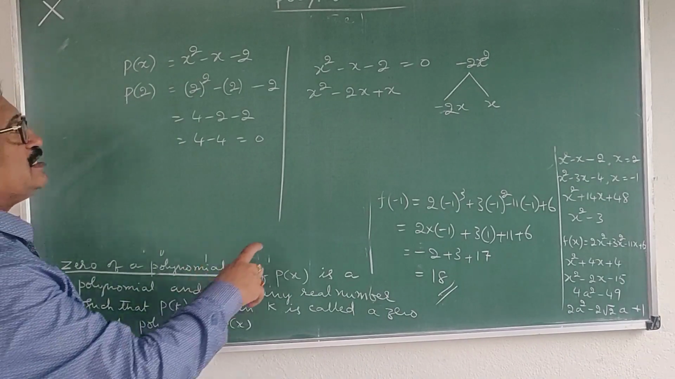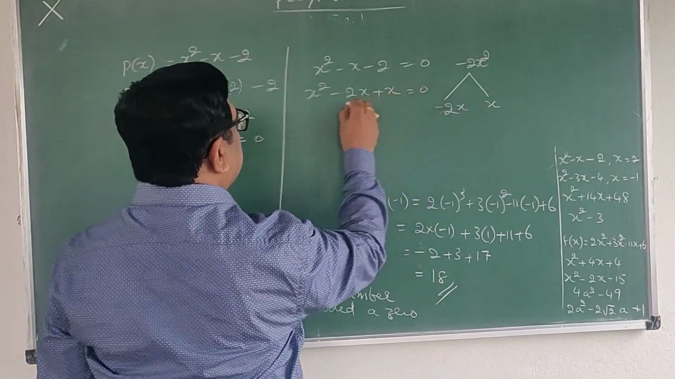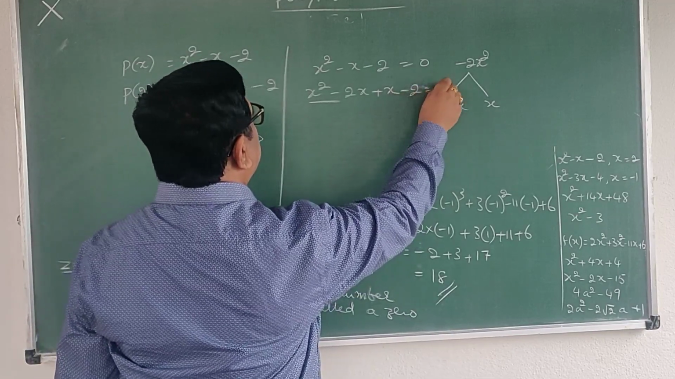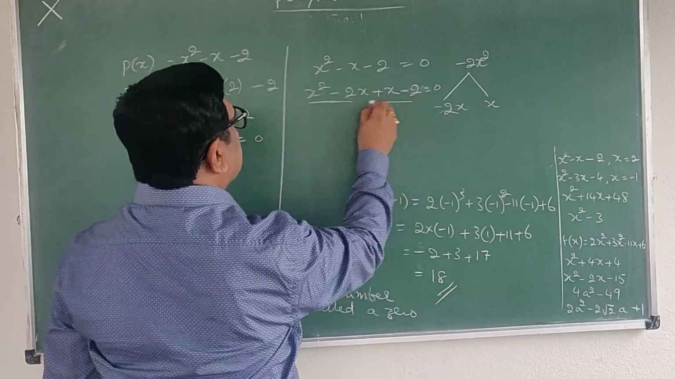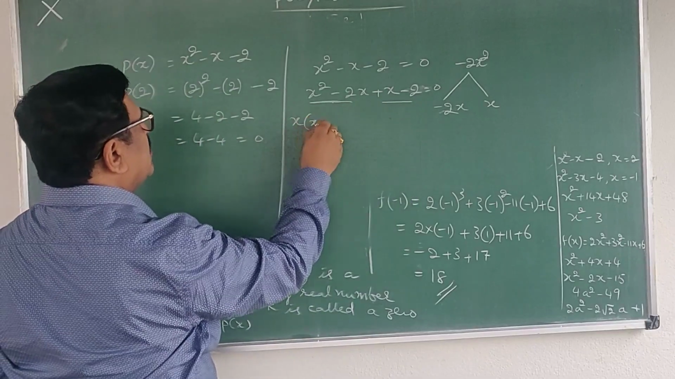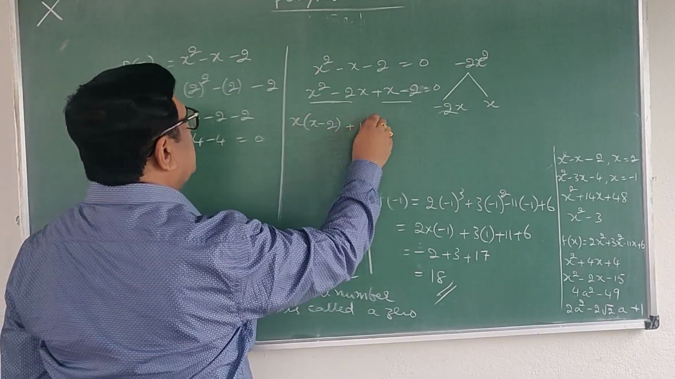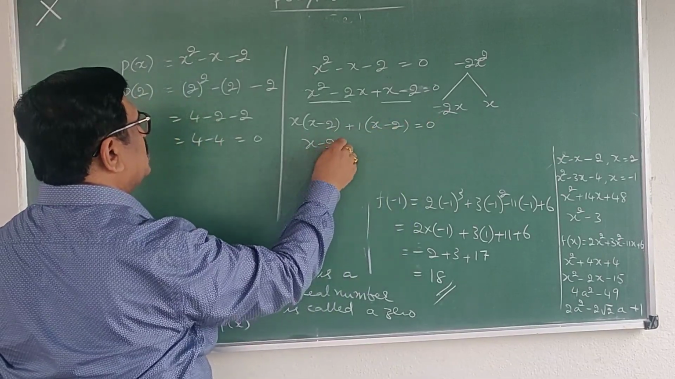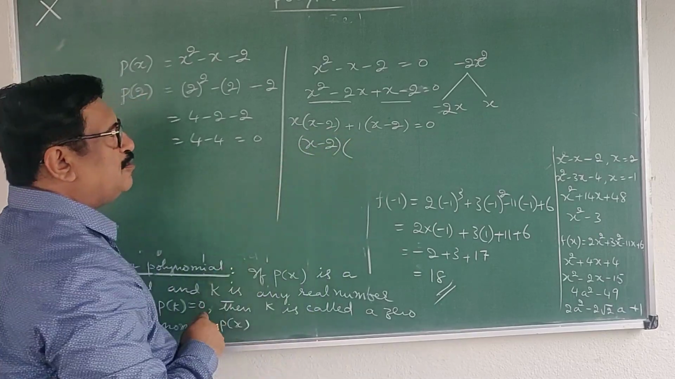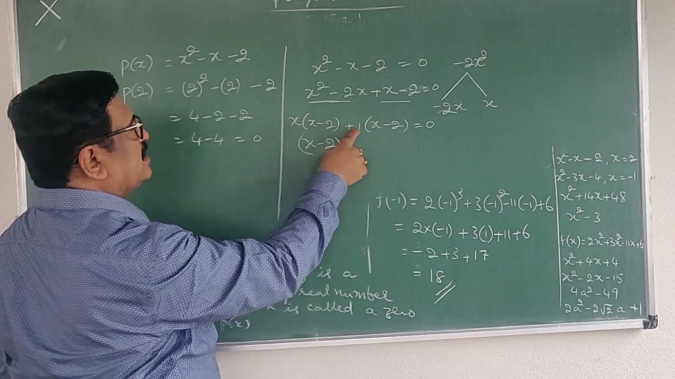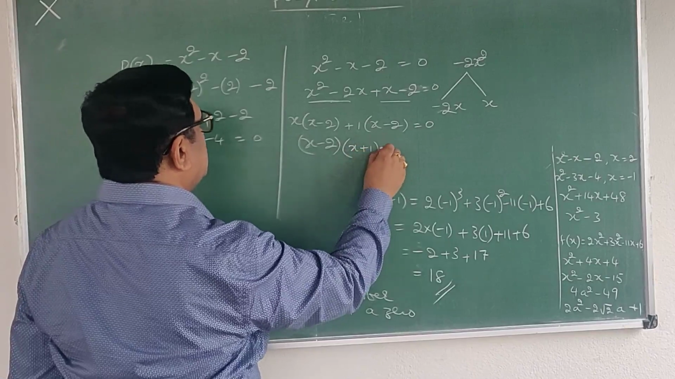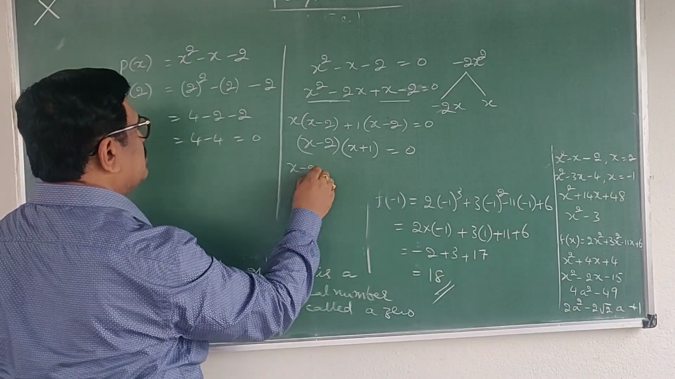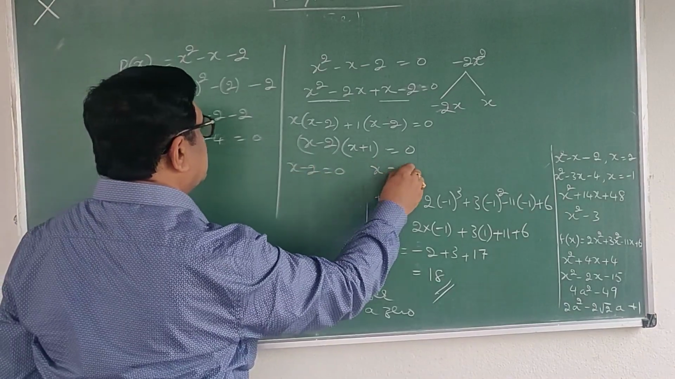So x squared minus 2x plus x minus 2 is equal to 0. Group them into two parts. Remove x common. You get x into x minus 2 plus 1 into x minus 2, since nothing is common. So x minus 2, the common you remove, and what is left is x here and plus 1 there, x plus 1. So you equate each factor to 0. If I equate x minus 2 to 0, then x is equal to plus 2.